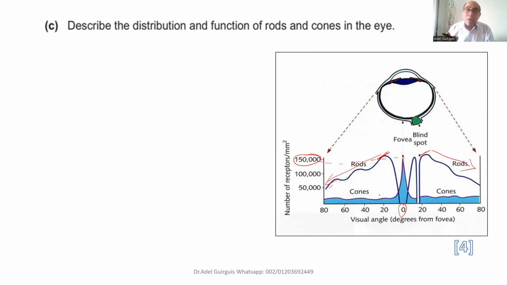Rods are distributed throughout the retina, while cones are accumulated at the fovea. Rods and cones are not found at all at the blind spot. Here, this empty area means no rods, no cones at the blind spot.